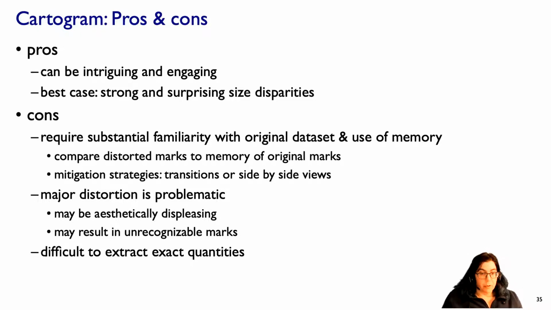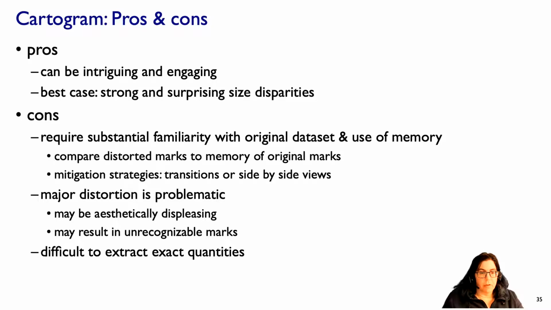Now, the problem with cartograms is you have to know the original data set. You need to be substantially familiar with it, and you have to use your internal memory, because what you're actually doing is comparing the distorted marks that you see to your memory of what they should look like. So for one thing, you have to know what they should look like, or it's going to be very difficult to make any sense of it. Now, there could be mitigation strategies. You could have animated transitions that go from an original to this distorted one. You could have side-by-side views of an original and the distorted cartogram.